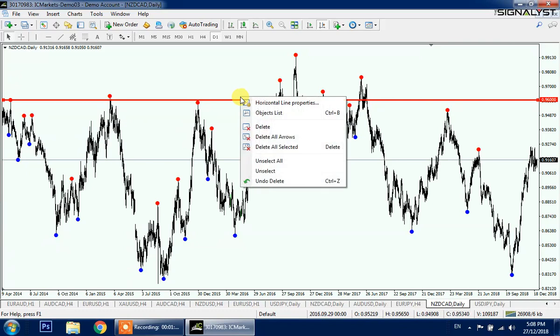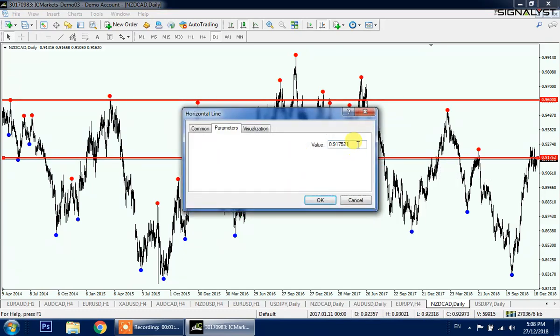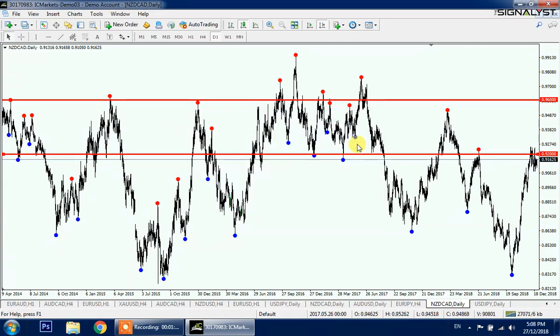So here we have our first line. Let's try and draw another one. Let's continue. We can't draw any line from here. 1, 2, 3. 1, 2, and 3. Even we have 4 touches here. And we always optimize it in a way to be a round number. So let's go for 0.92. We have a second line here.